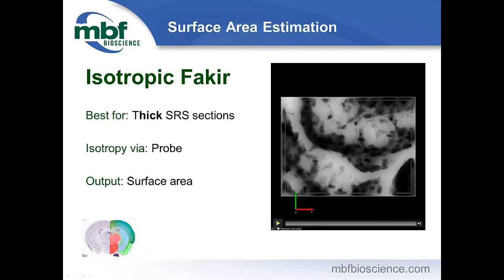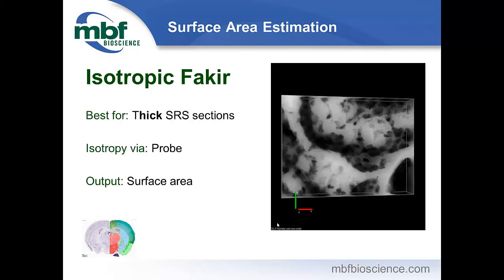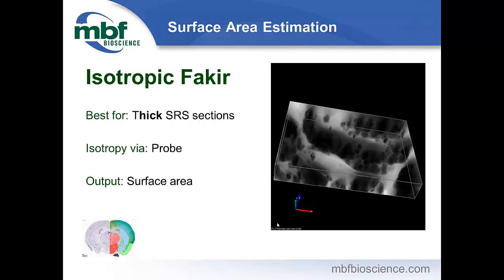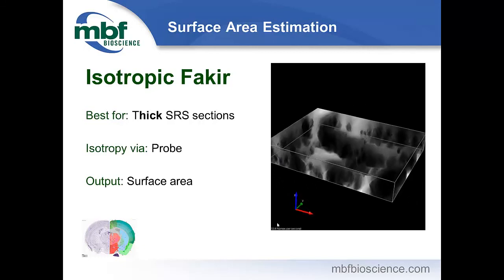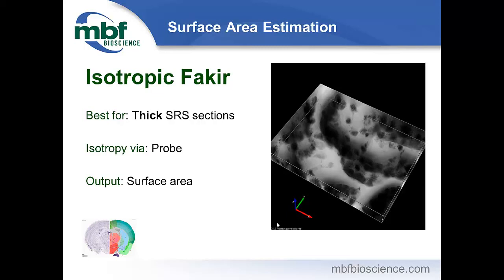Just like with length, we're going to start off with a thick section so that we can make the probe itself isotropic. This is maybe a 40 micron thick image stack of some choroid plexus. If we start the movie here, I'm just going to tilt it a little so that you can see that this is a 3-dimensional image stack. And we're going to try to estimate the surface of this choroid plexus.